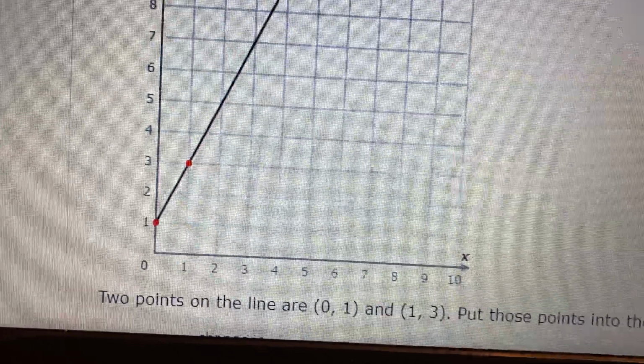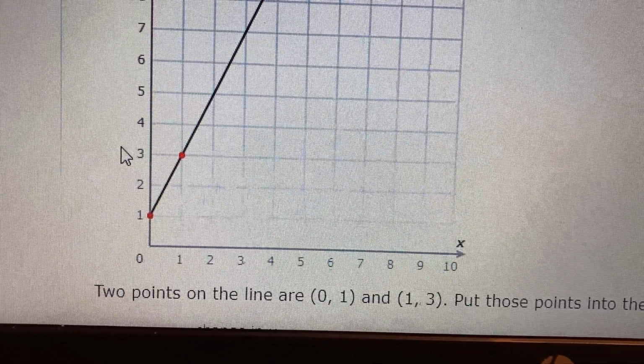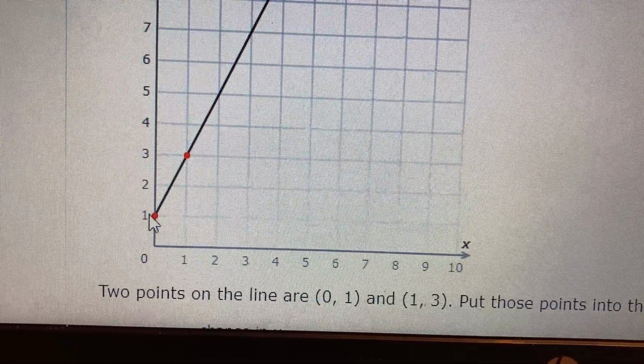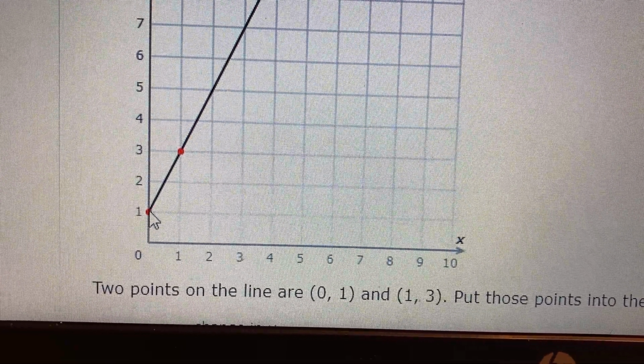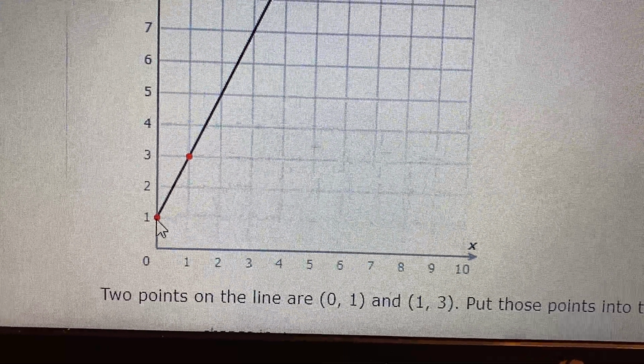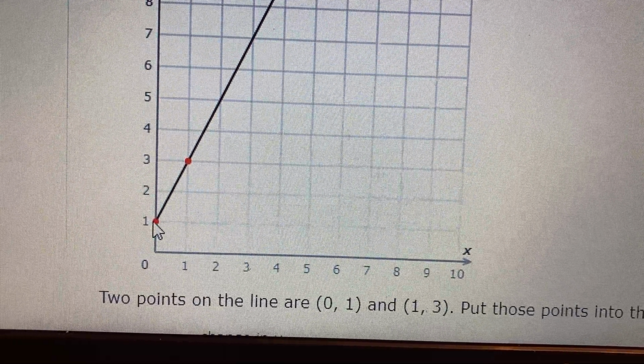Now, I said one of the things we've got to do is find exact coordinates. So what we're going to do is find two coordinates. The best thing to do is start at the furthest point to the left and see if you can find one. This is a coordinate that is right above 0, and it's on 1. So this is a good coordinate.